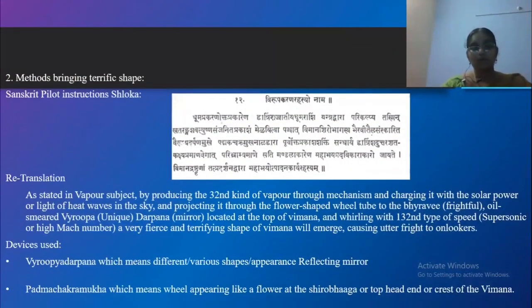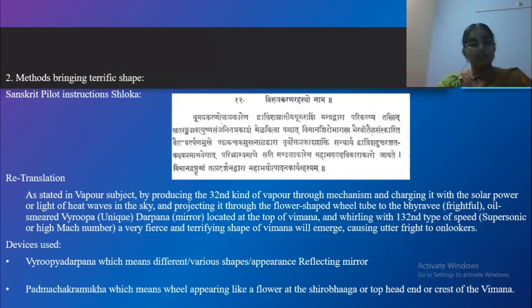Let us see how we can interpret it, and there are similar descriptions of it in Vaimanika Shastra. Here in this sloka the translation is: methods of bringing a terrific shape onto the Vimana. As stated in the vapor subject, by producing the 32nd kind of vapor through a mechanism and charging it with the solar power or light of heat waves in the sky, projecting it through the flower-shaped wheel tube to the Bhairavi oil smeared Vairupa Darpana located at the top of the Vimana and whirling with the 132nd type of speed, meaning a supersonic or high Mach number, a very fierce and terrifying shape of the Vimana will emerge, causing utter fright to the onlookers.